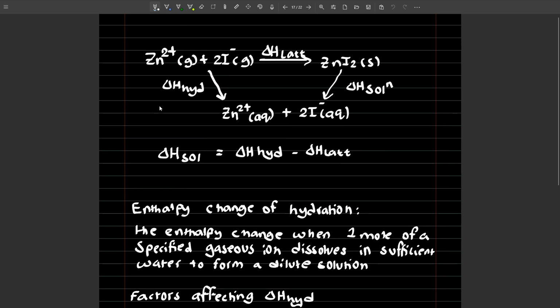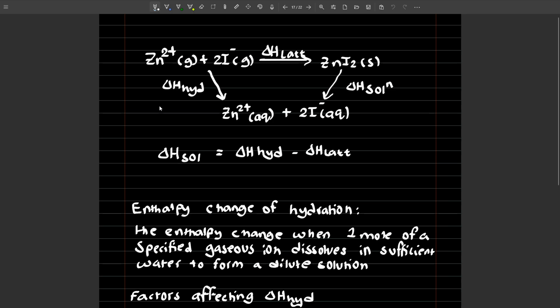To begin with, let's look at this as a cycle. We have the ions which are in their gaseous states, and we are converting them into the solid ionic compound. And we know converting them from a gaseous ion to a solid ionic compound is called enthalpy change of lattice energy. Now we can see we have implemented two more enthalpy changes in this Hess cycle.